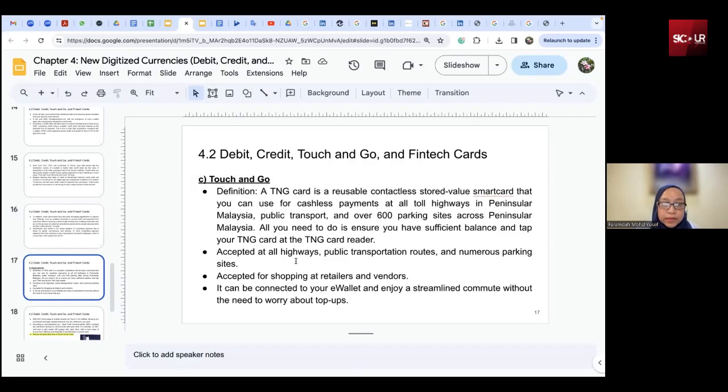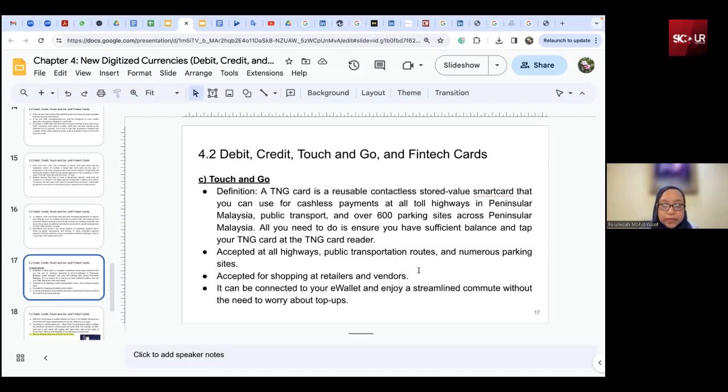Accepted at all highways, public transport routes and numerous parking sites. Sekarang dah banyak parking sites kan menggunakan Touch and Go. I suka yang masuk parking, it detect your car plate number. Kan? IOI, seamless kan? I think that one is very seamless, bagus. You stay kat mana eh? Kajang. Oh, Kajang lah. IOI, IOI mall lah kan?